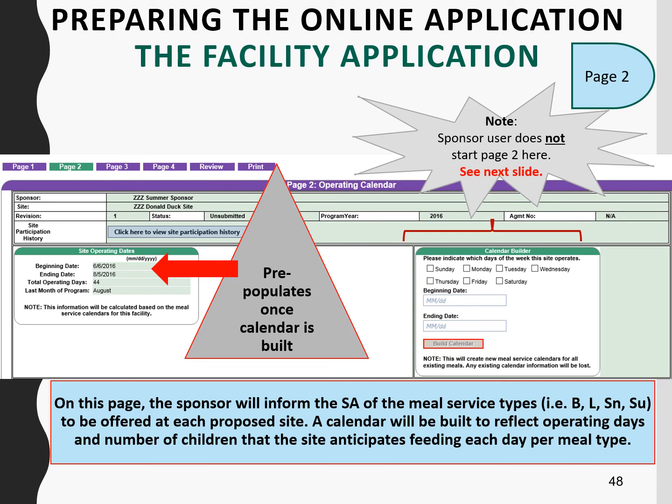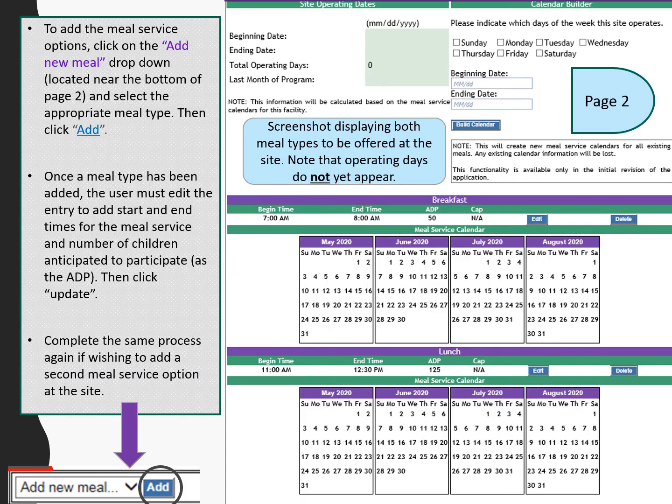Please note that the sponsor does not start page 2 here on the calendar builder. To add a meal service option, click the Add New Meal drop-down located near the bottom of page 2 and select the appropriate meal type. Then click Add. Once a meal type has been added, the user must edit the entry to add start and end times for the meal service and the number of children anticipated to participate as the ADP. Then click Update.